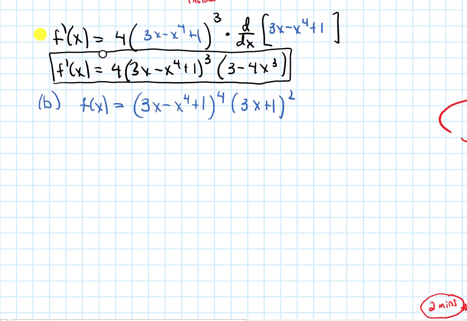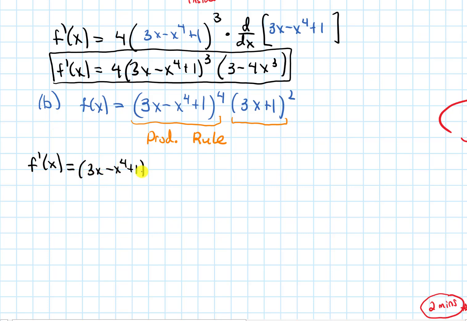All right, so for part B, we have that same function as before, but it's being multiplied by 3x plus 1 squared. So for this, I have these 2 functions, this whole thing, and then multiplying this whole thing. So I am going to do product rule first. So we need product rule, at least initially. So doing that, we'll get f prime of x. Product rule says, take the first function, 3x minus x to the 4th plus 1 to the 4th, and multiply it by the derivative of the second function, 3x plus 1 squared.